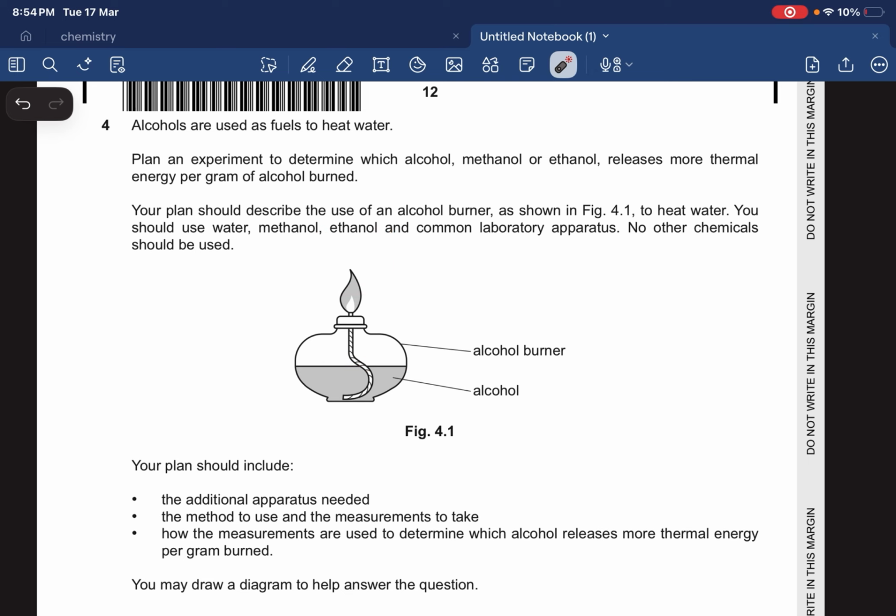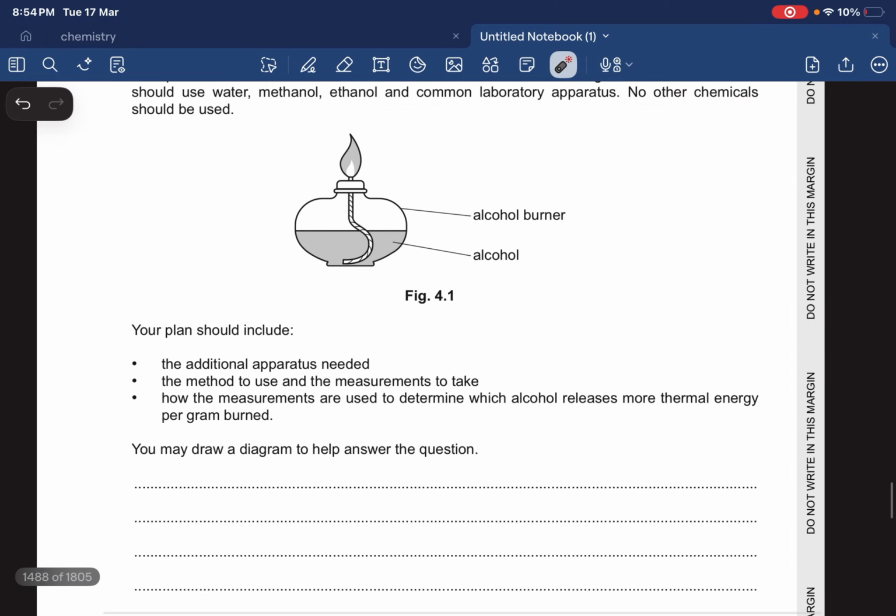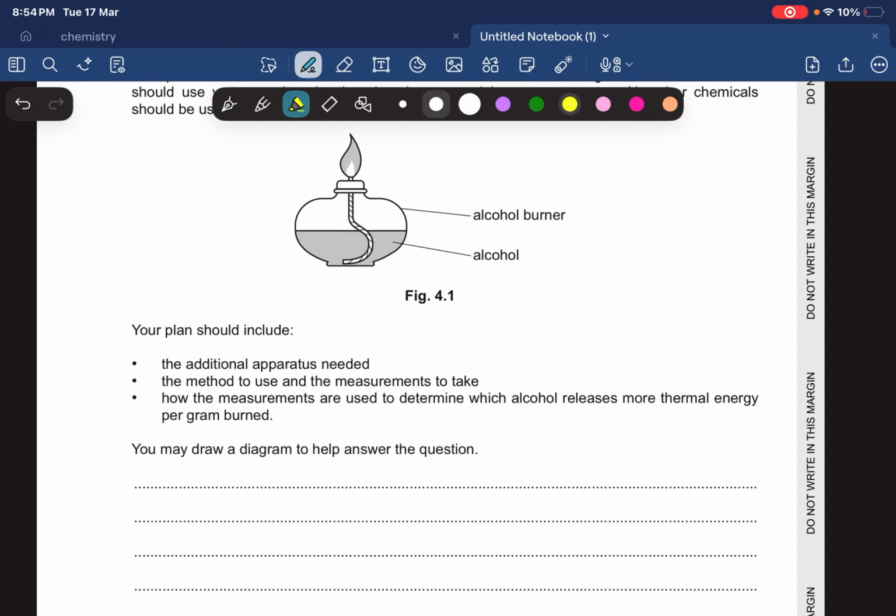Okay, your plan should include the use of an alcohol burner as shown to heat water. You should use water, ethanol, and common laboratory apparatus. No chemicals should be used. Easy. Your plan should include the additional apparatus needed, the method used, and how the measurements are used to determine which alcohol releases more energy. Okay, over here I'm going to tell you something important.